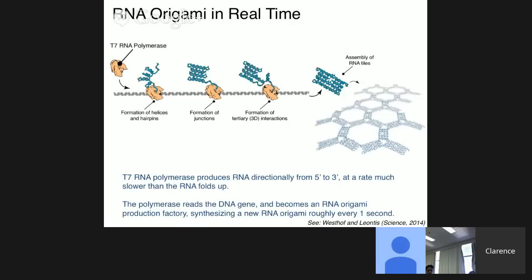In this case, the function is to assemble into hexagons so that I can image it really easily. The other thing I'm going to note, mainly to prepare you for the next slide, is the T7 polymerase goes from 5 prime to 3 prime, and it's really fast. And it produces this stuff at about 1 origami per second. And that doesn't give a lot of time for the RNA to fold, but actually RNA folding happens on a microsecond time scale. So it is still folding probably 1,000 times to 100 times faster than it's being produced.